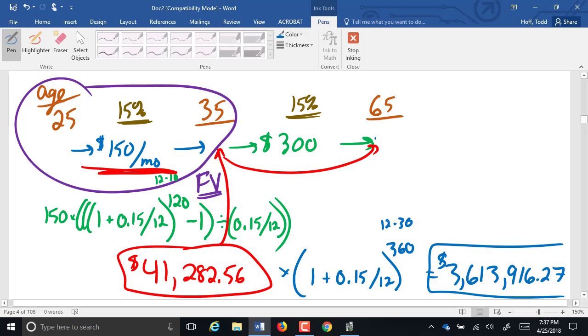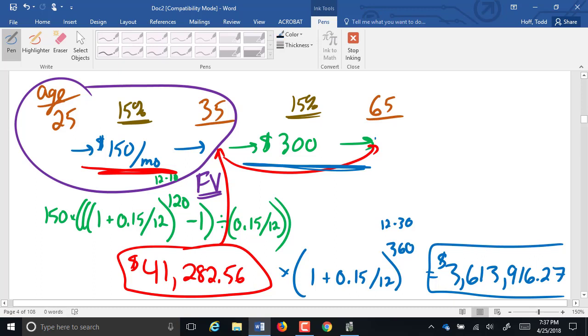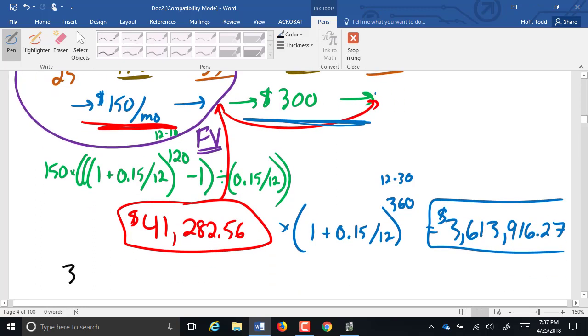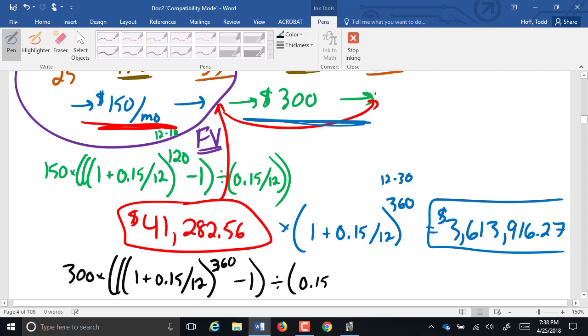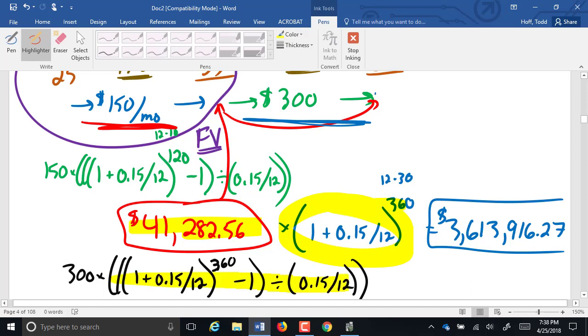Now we still have this $300 here that's annuitized over 30 years. So we have to do that piece. That amount will be 300 times (1 plus 0.15 divided by 12, to the power of 12 times 30, which is 360 months, periods) minus 1, divided by (0.15 divided by 12). Now I'm going to ask you, why here were we able to use just this small formula, and here we had to use the whole big one?